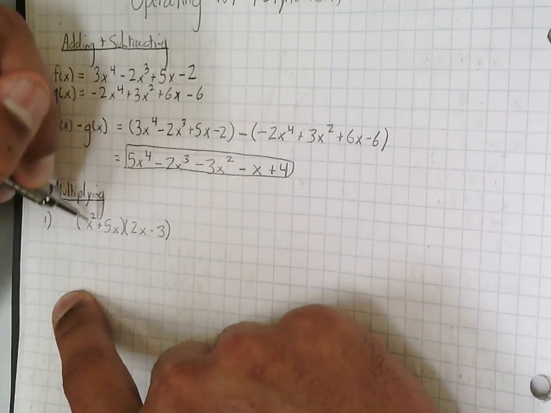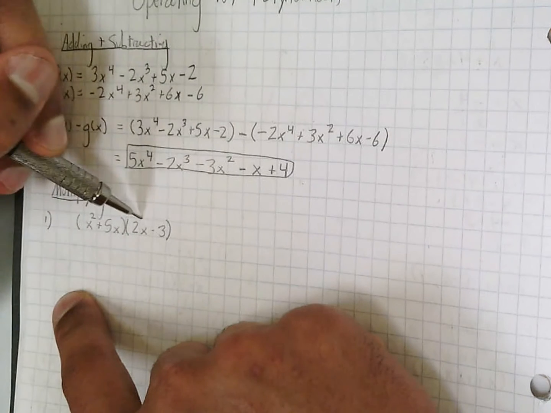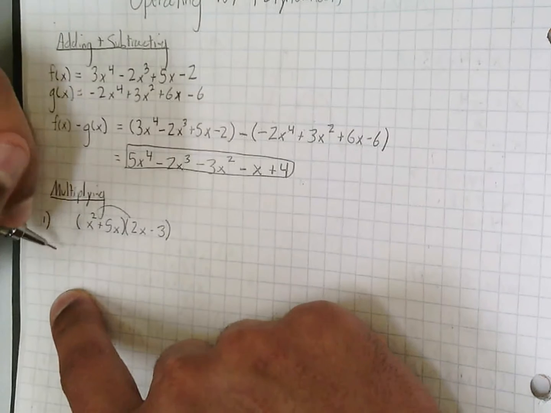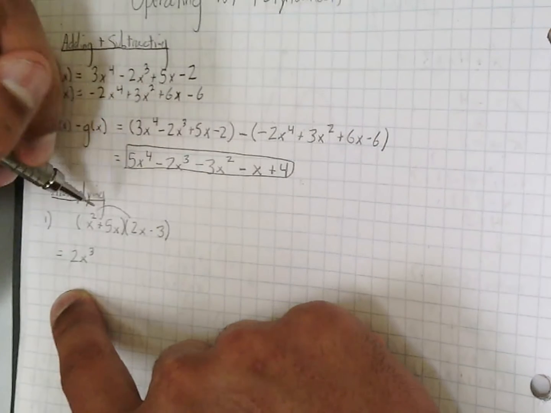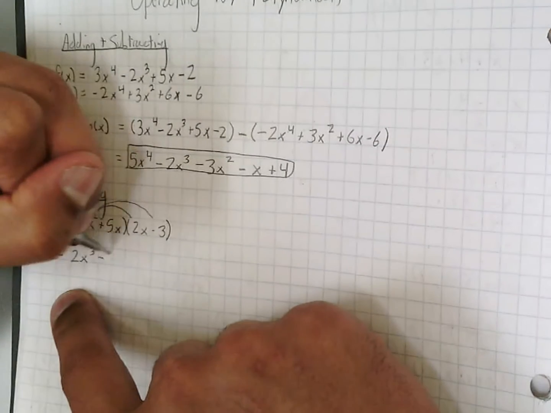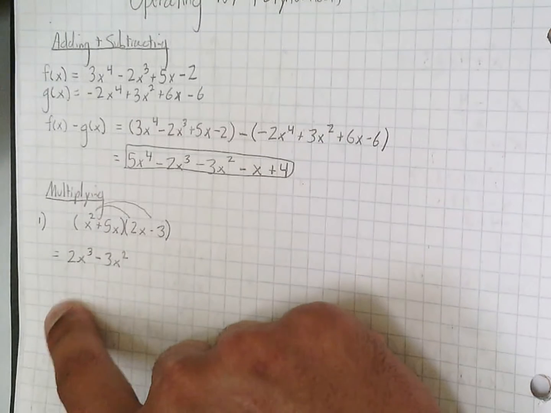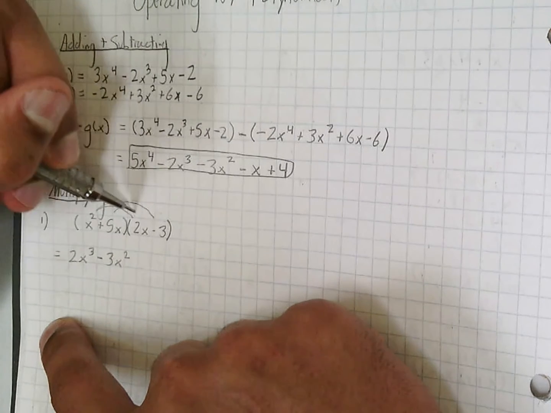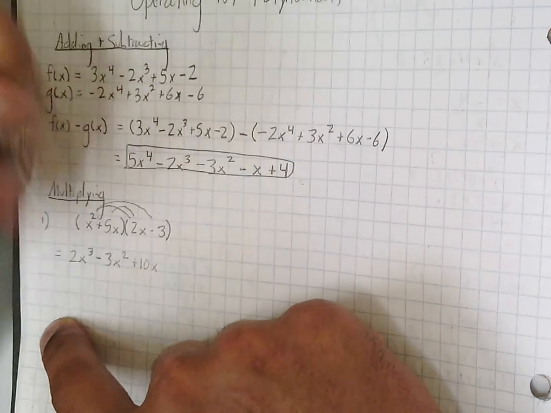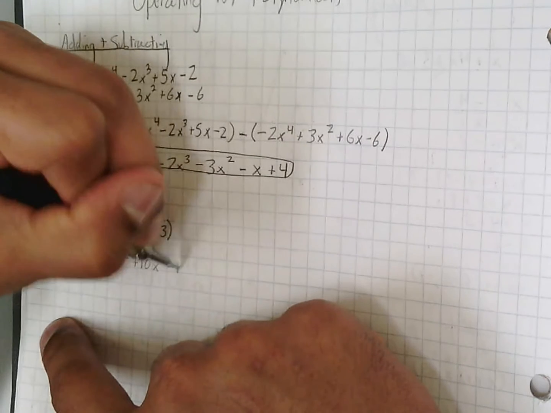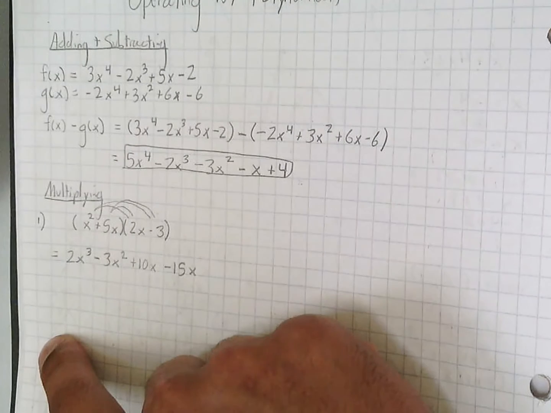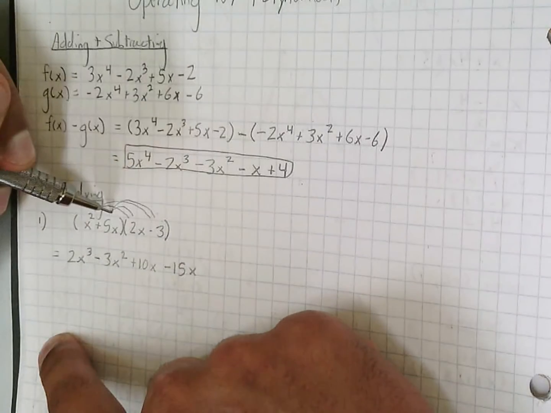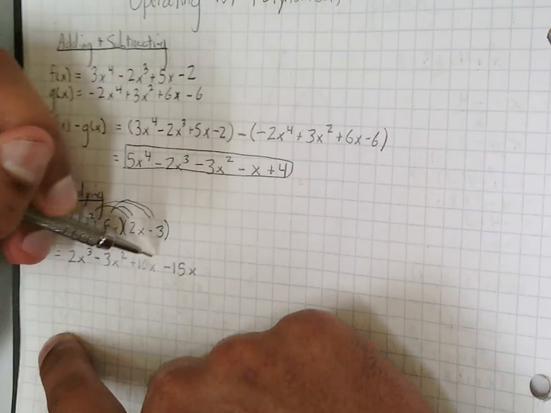So we're going to take the first term, x squared, and we're going to multiply it by each of the terms in the second polynomial. So x squared times 2x is 2x cubed, and then we multiply x squared by negative 3, negative 3x squared. Then we look at the second term, 5x, and multiply it by each term in the second polynomial. So 5x times 2x is 10x squared. And 5x times negative 3 is negative 15x. Sorry about that.